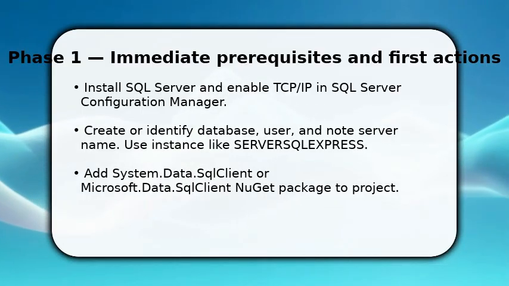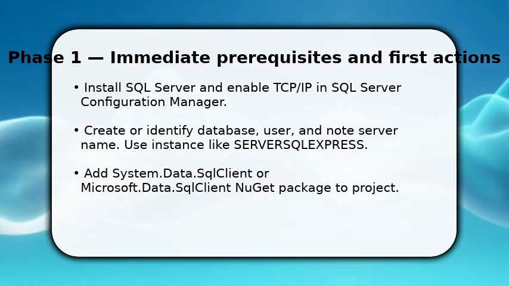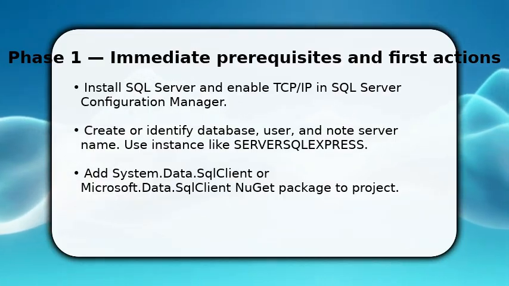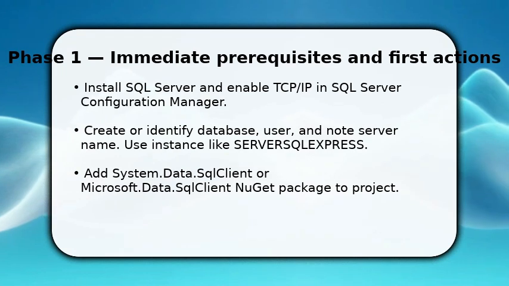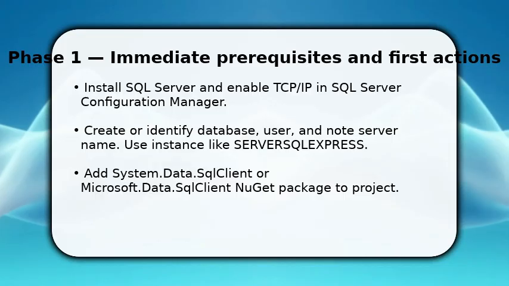Once done, create a simple class to hold your connection string and store it in app settings, JSON or config for safety. Make sure to use integrated security versus SQL auth only if your environment supports Windows authentication. This gets you ready to open a connection.